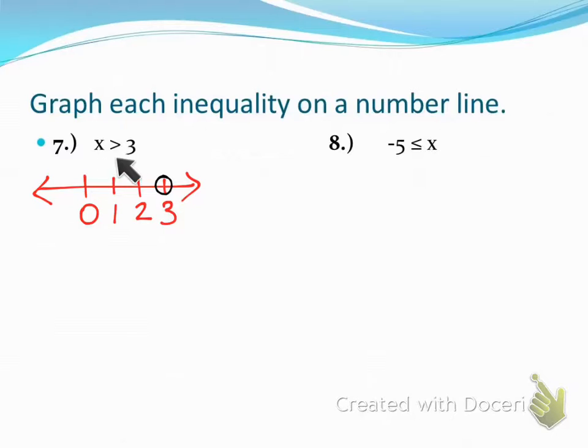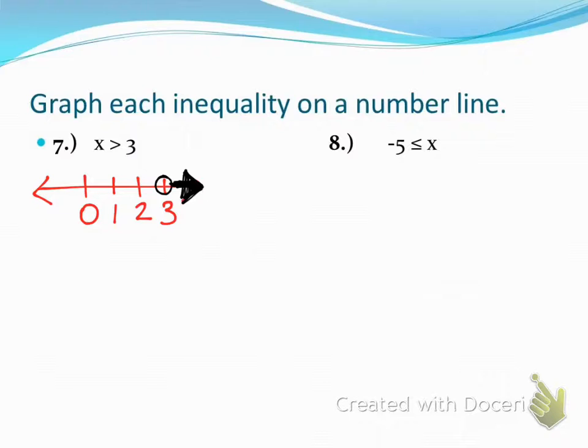Who can read this statement to me? Keon. X is greater than 3. So do you think we need numbers that are to the left or to the right? To the right. The numbers that are greater than 3 are going to be the numbers to the right. So we are going to shade to the right, including the arrow. Shade the whole thing in. A couple of notes I'm going to make about all of this.